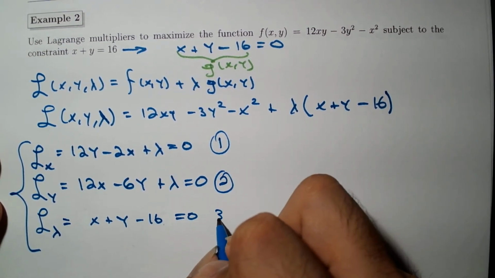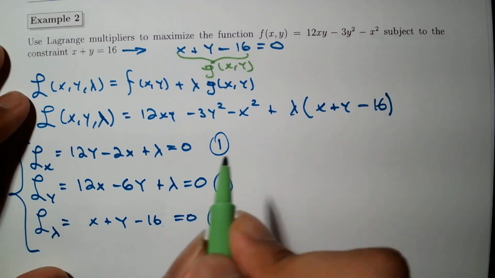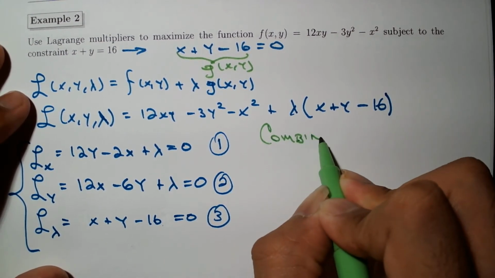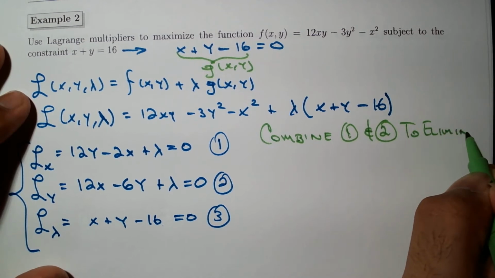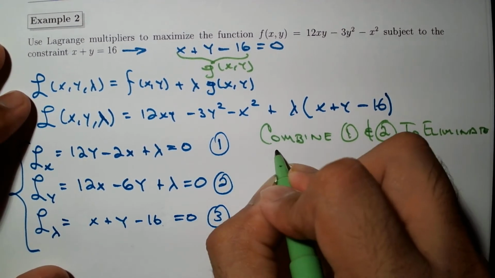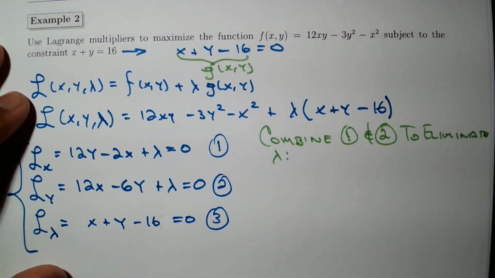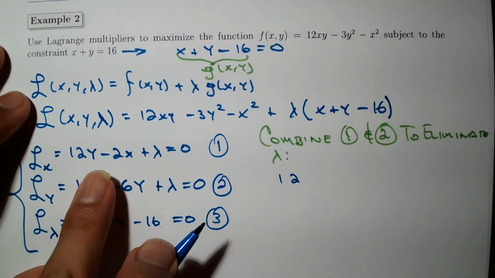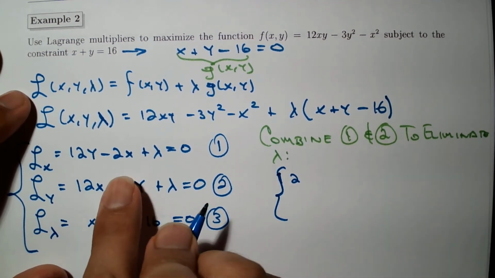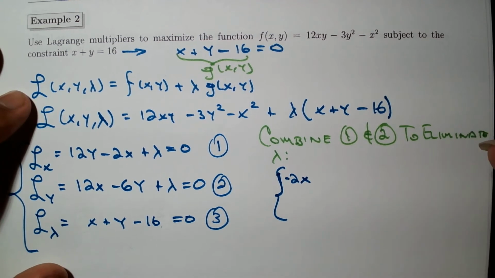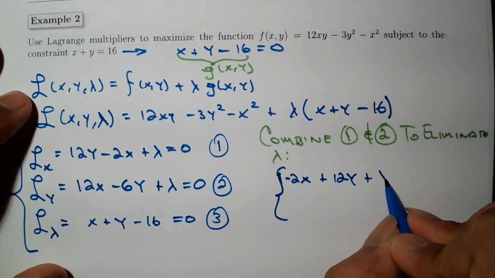1, 2, 3. So what are we going to do again? I'm going to combine 1 and 2 to eliminate lambda. So let's write the equations 1 and 2. Okay, notice in this case, I'm going to write this in alphabetic order instead. So negative 2x plus 12y plus lambda equals 0.